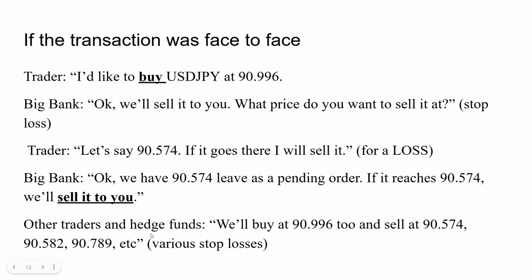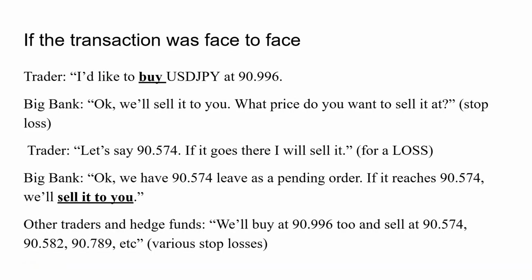Now the big bank says, okay, so we got your buy order in. And we got your, like I said, stop loss. But of course, it's a pending order because it hasn't been filled yet. But if price reaches 95.74, we're going to meet that order as well because they have to take both sides of the trade. We'll sell it and we'll buy it. We do both because we're the bank.